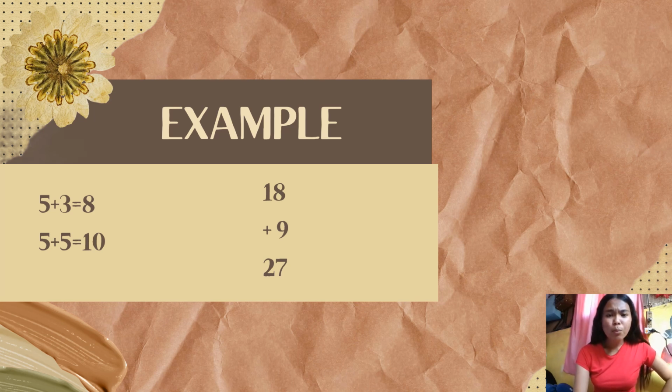So, ma'am, what if adding two digits? Okay, for example, 18 plus 9. This is the formation when you add two numbers. 8 plus 9 equals 17. So bring down 7, carry 1. Then you add the 1 that carried: 1 plus 1 equals 2. So 18 plus 9 equals 27. So 27 is our sum. So that is the example of addition.